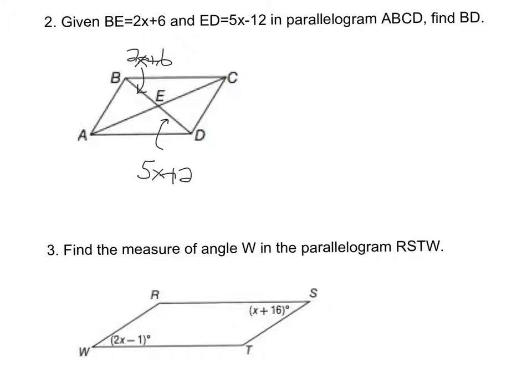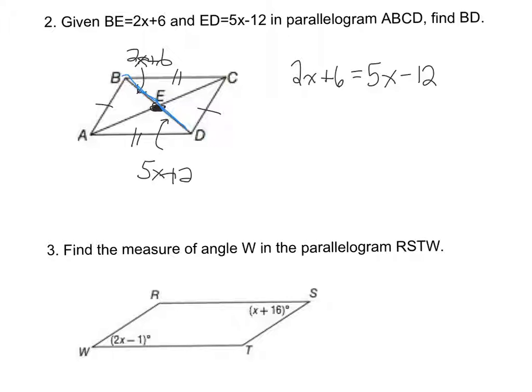Now we had lots of properties of parallelograms. We know the opposite sides are the same. We know the opposite angles are the same. We know the consecutive angles are supplementary. But we also had this idea that the diagonals bisected each other at this middle point, which would be E. So since these are both halves of this diagonal BD, these two expressions would be the same. So to solve this, we'd simply say 2x plus 6 equals 5x minus 12.